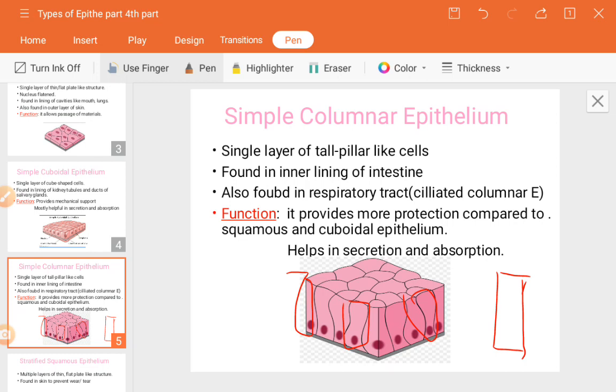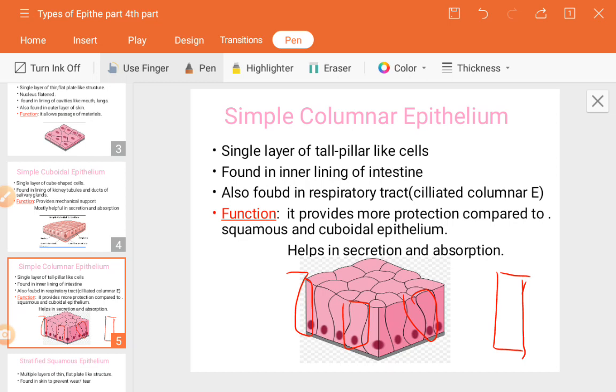So next is the function. It provides more protection as compared to the squamous and cuboidal epithelium. So why does this happen, guys? Why does it provide more protection as compared to the squamous and cuboidal epithelium? I will tell this in the next video. So this is one question for you. You have to search it out and let me know the answer. We will see its answer in the next video.